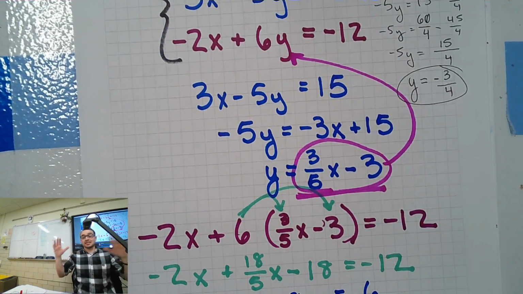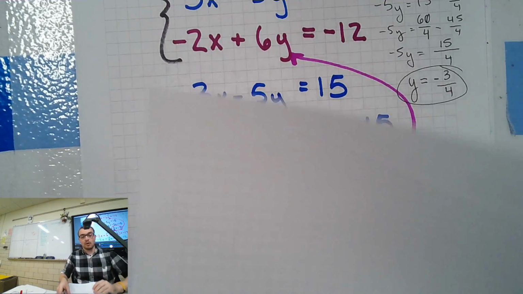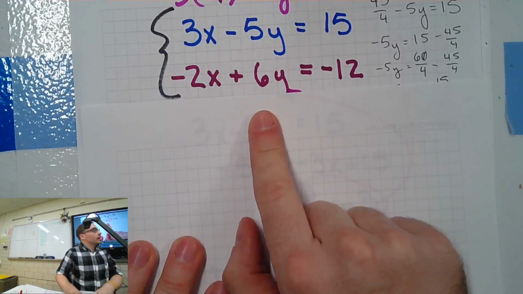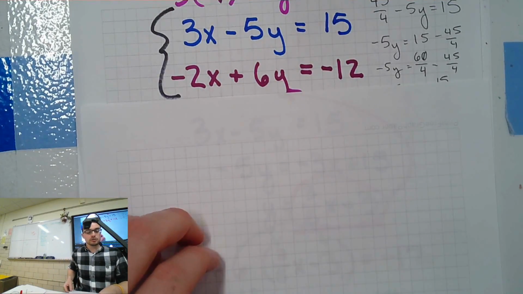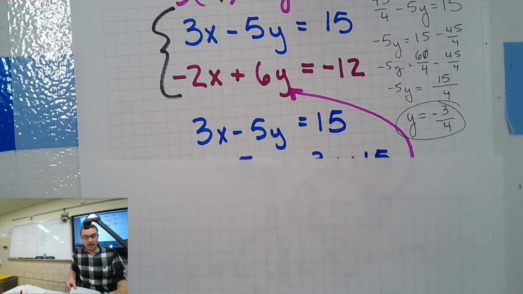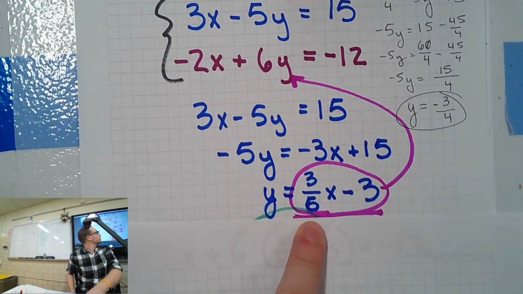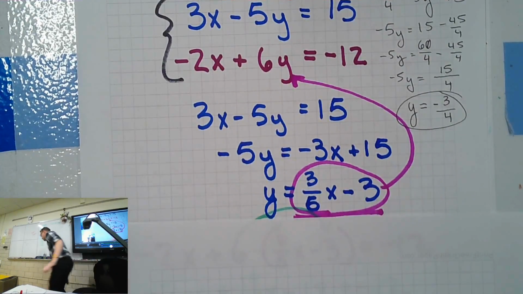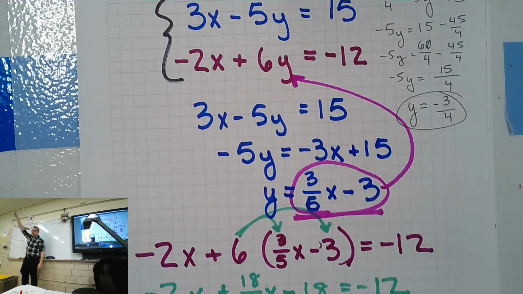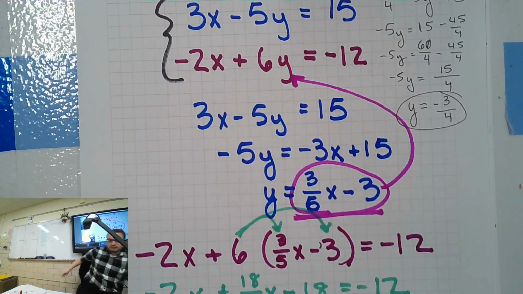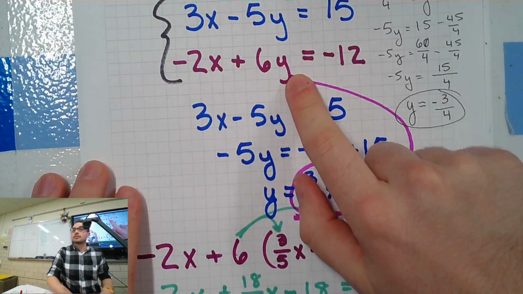So here's what we did. Again, seems like a lot of stuff. Let me break down what we actually did. First off, we chose a variable to get on its own. We chose the top equation's y. So we took the top equation, we got y on its own. Then we took what y is, and we plugged it into the other equation, right? We're not going to plug it into the original, right? So, we took this and plugged it in here.